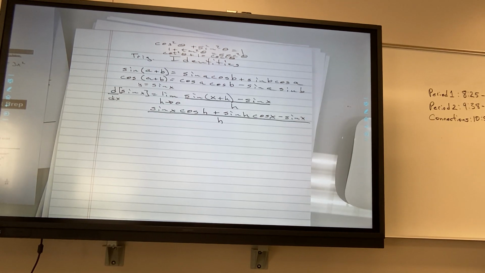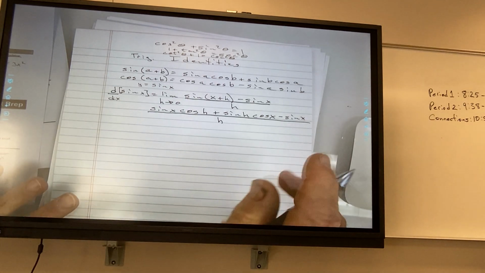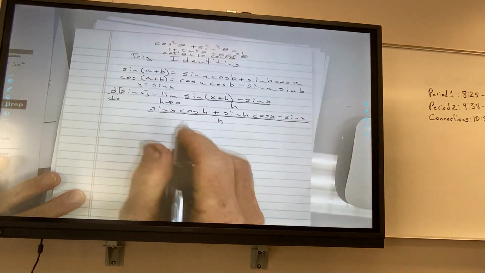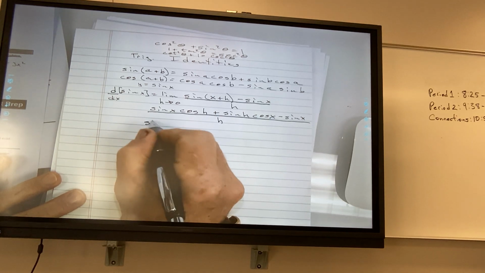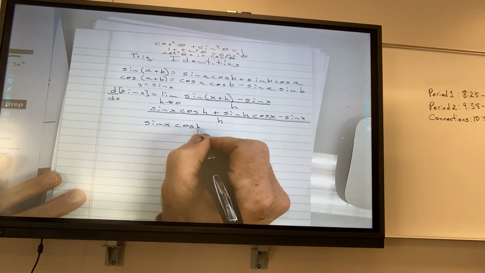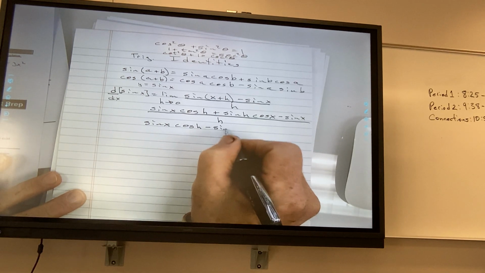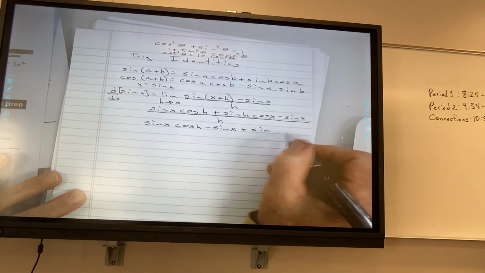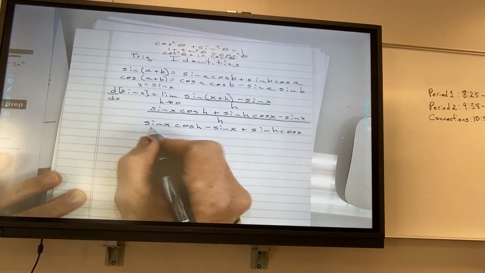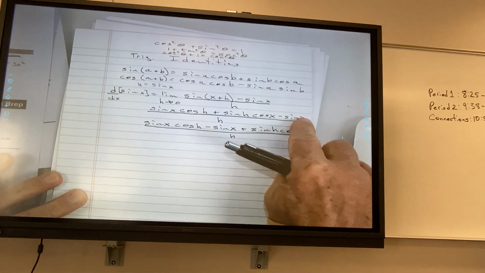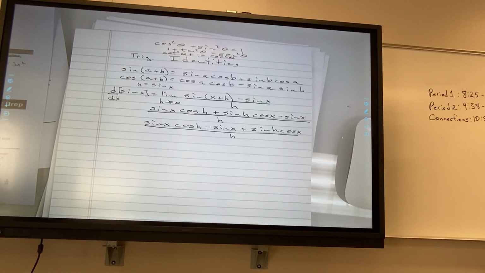Okay? And then what I'm going to do is take this and move it here, and take this and move it here. So I'm going to have the sine of x times the cosine of h minus the sine of x, plus the sine of h times the cosine of x, all over h. So I just switched this one to here and this one to that. Everybody have that?